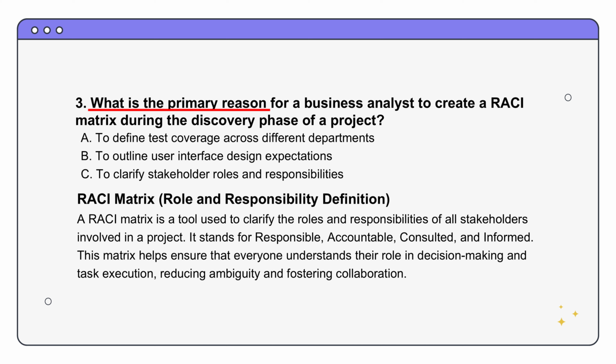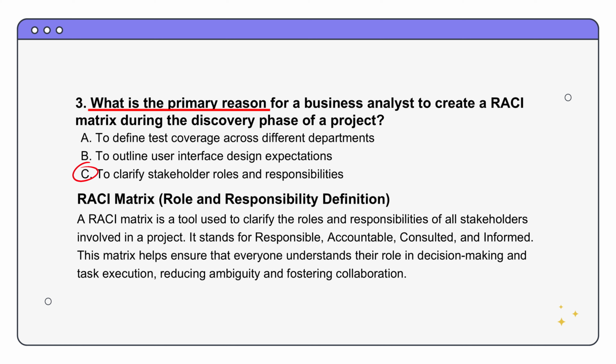And the answer is C, clarifying stakeholder roles and responsibilities. The magic of a RACI matrix is really about bringing absolute clarity to who does what. Accountability. Or ACI, another acronym. Okay, break it down for us. RACI. Right. It stands for responsible, accountable, consulted, and informed.